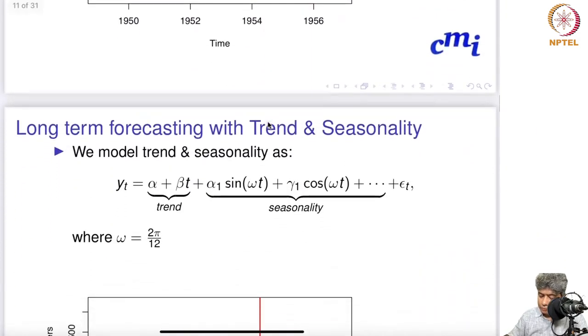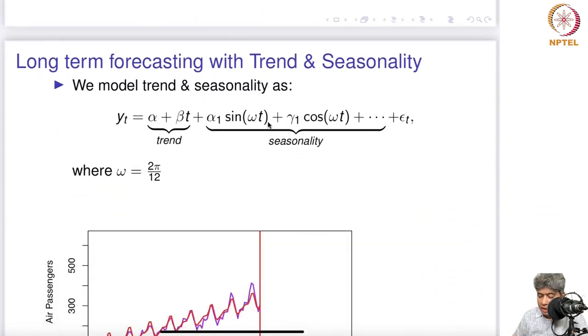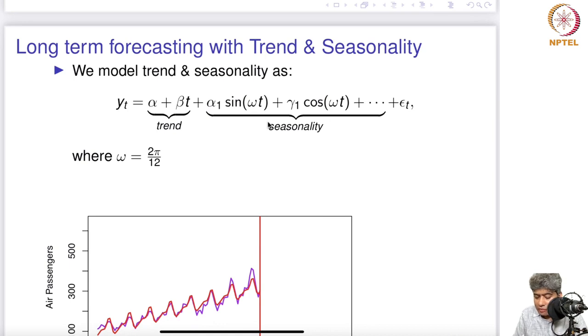So now if we join the trend and seasonality, we define our model as alpha plus beta t as the trend. This is the trend part, and this is the seasonality part. In the seasonality you can put as many Fourier terms as you want, and plus epsilon t of course. Omega is 2 pi by 12 because it's monthly data that we have, therefore the frequency is 12.